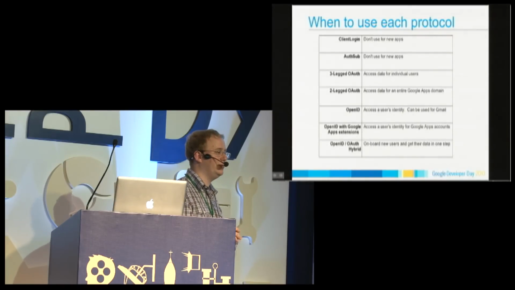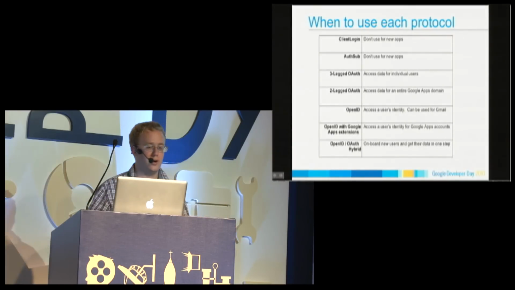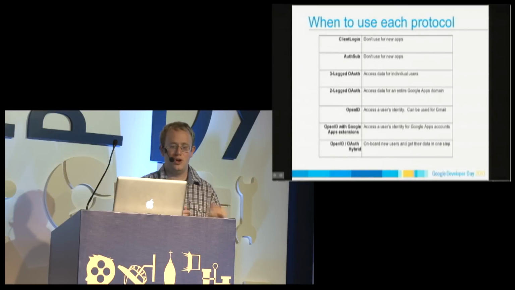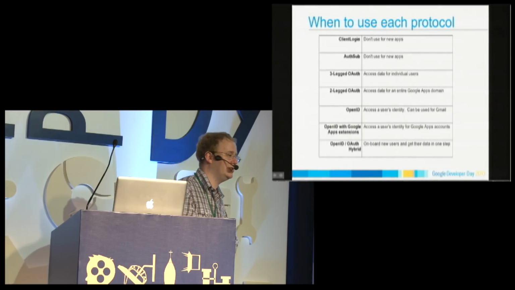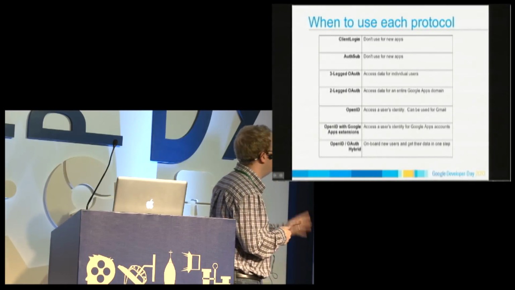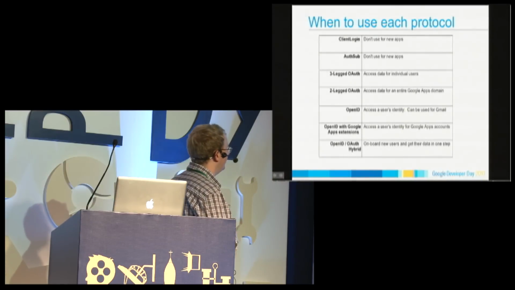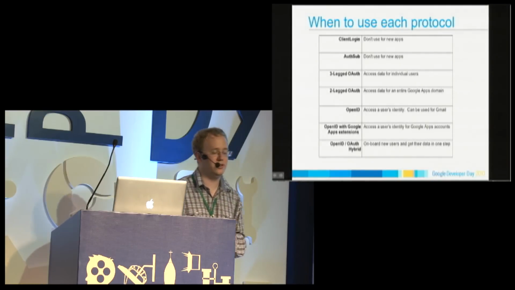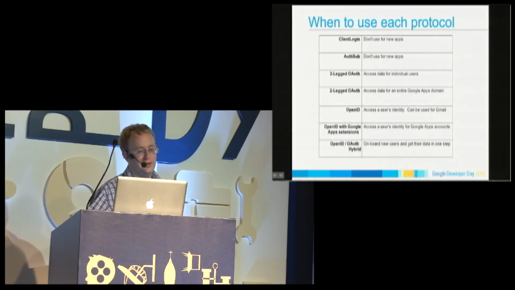Two-legged OAuth is when you want to access data for an entire organization, for an entire Google Apps domain in the Google use case. OpenID is when you want to access a user's identity, and then you'll note that there's a special version of OpenID for Google Apps. And then lastly, there's the OpenID and OAuth hybrid that allows you to combine these things together and do it all in one step.